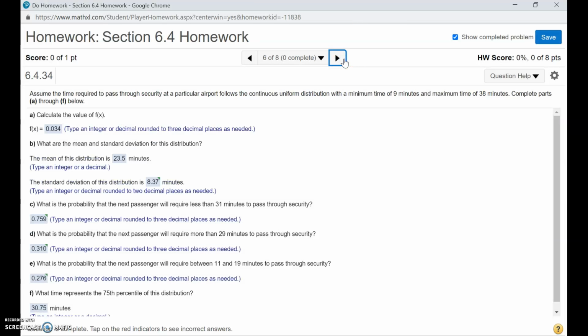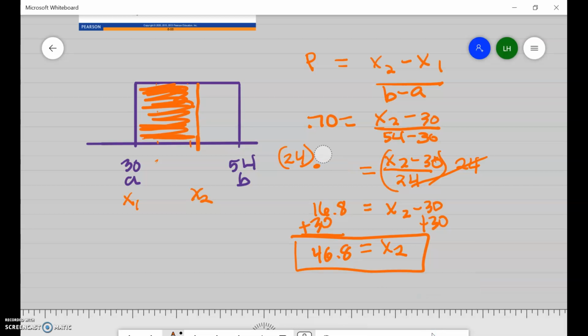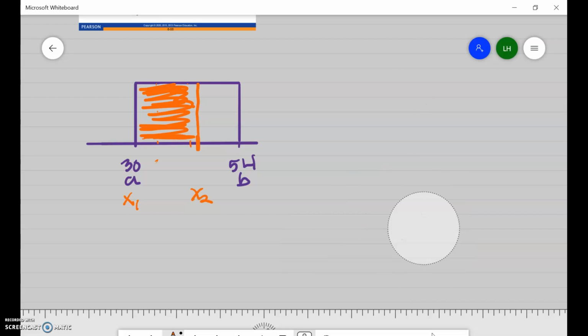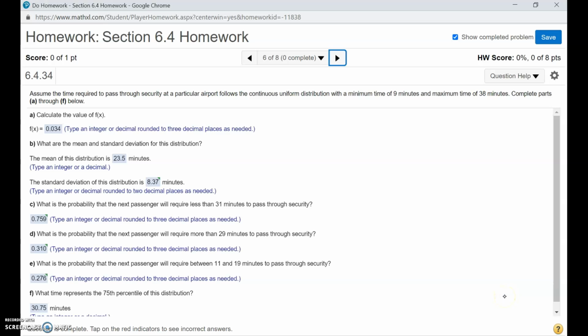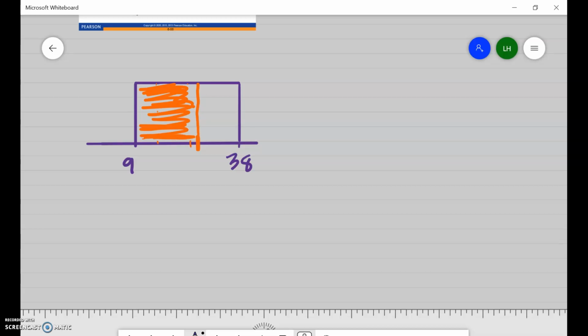I want to work one more. Let's go to the next problem. And here we have 9 minutes to a maximum of 38 minutes. So I'm going to erase all of this. And this time we're going to have 9 to 38. I believe that's what it said. Let me double check. Okay, and we want to know the value that corresponds to the 75th percentile this time. So the 75th percentile, we'll just leave it right here. We'll say that all this area right here is 0.75, so what value corresponds to the 75th percentile?